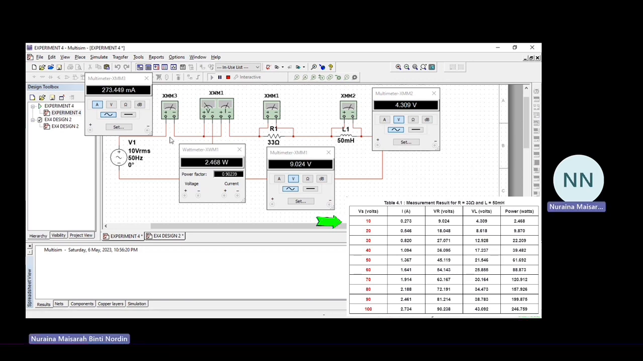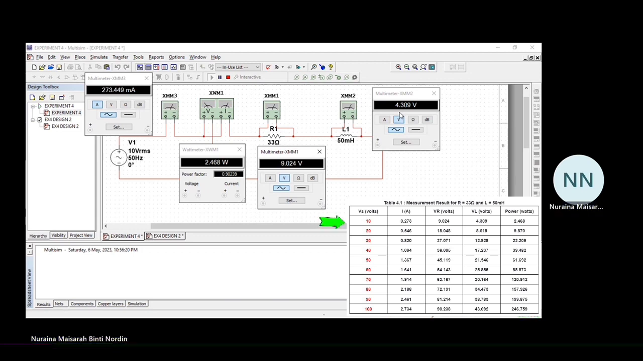So here is the value of current when we simulate at 10 volts. This one is the value of current. This one is the value of power factor. This one is the value of voltage of resistor, and this one is the value of the voltage for inductor. So next we're going to run the next value.